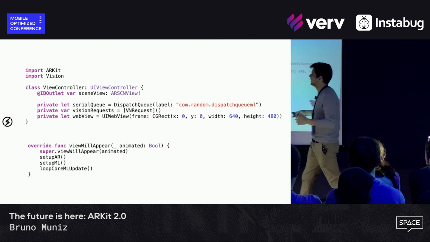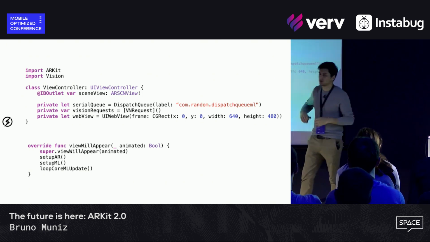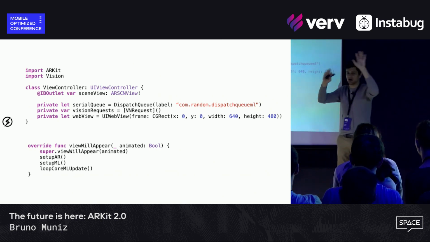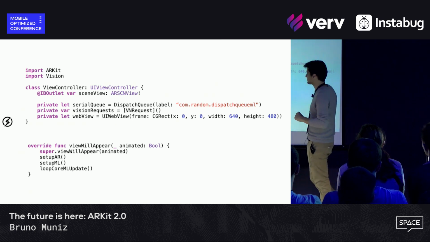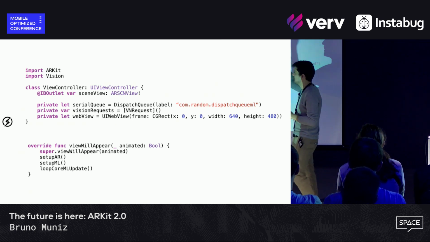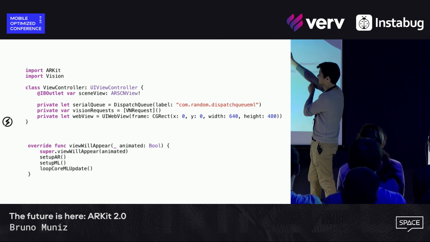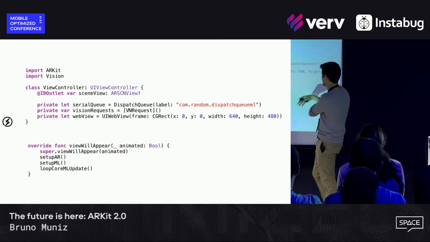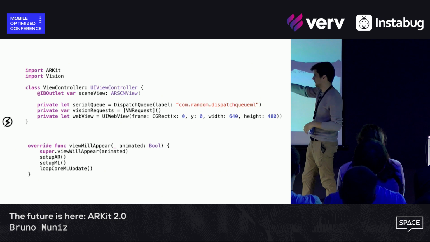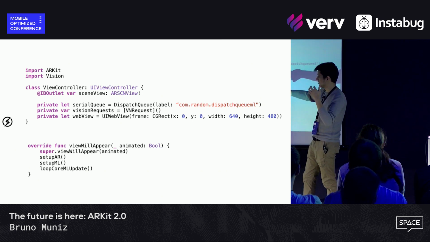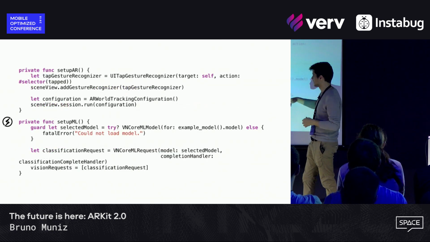So first of all, I went to my storyboard, and then I put the AR scene view there. I connected my delegate here, my outlet, sorry. I have here my serial queue. I have an array of requests, and I have a UI web view with some weird frame here. I created these three functions here, setup AR, setup ML, and then I want to call a loop function.